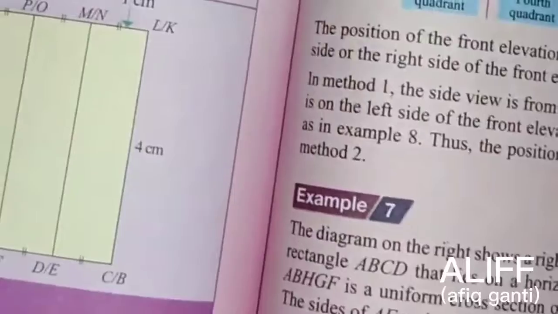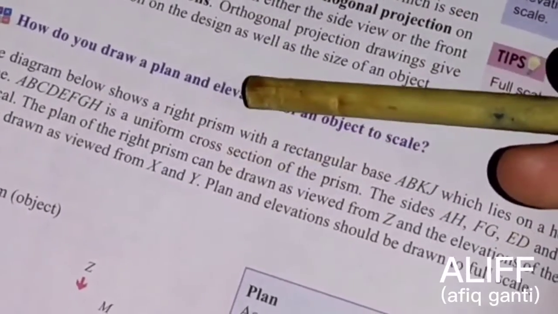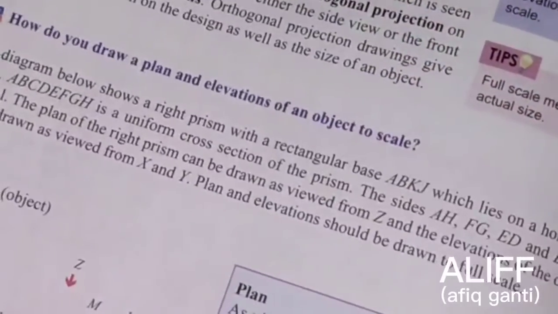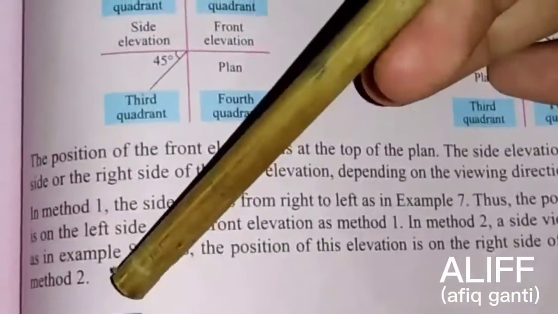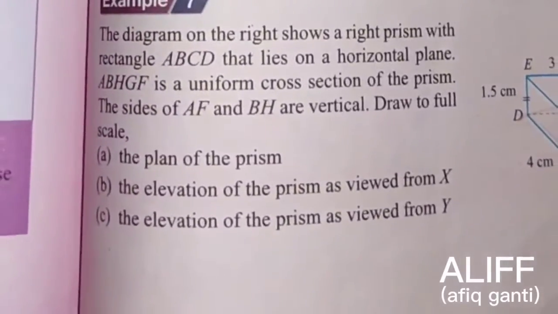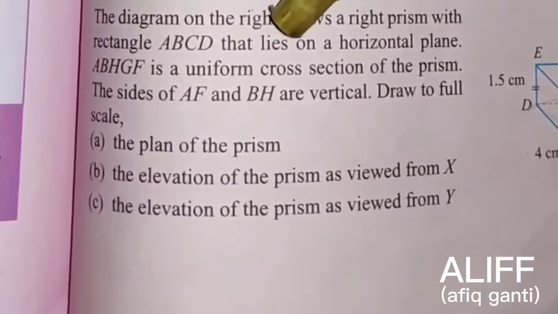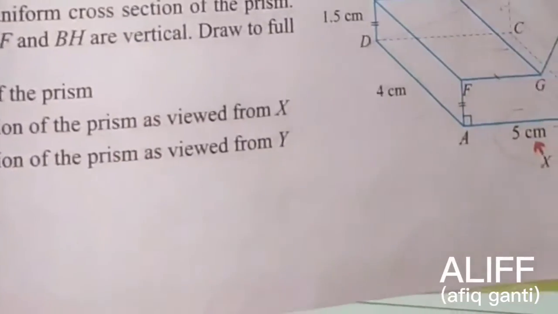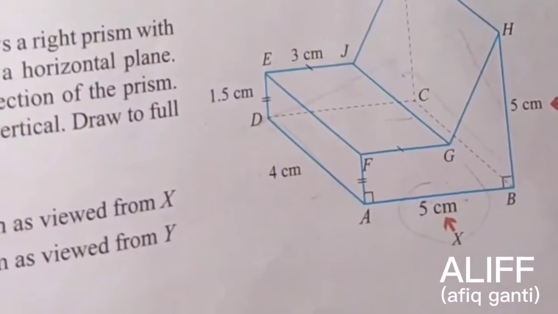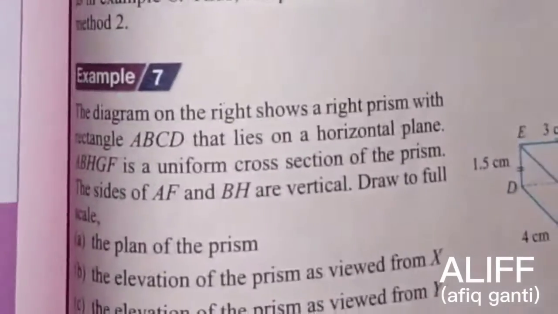We already heard about what planes and elevations are and how to draw a plan and elevations of an object to scale. Let's start with our example 7 and I will explain it to you. The diagram on the right shows a right prism with rectangle ABCD that lies on a horizontal plane. As you can see, ABCD is a rectangle and this is a right prism.